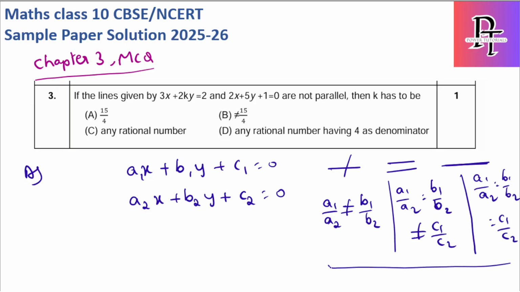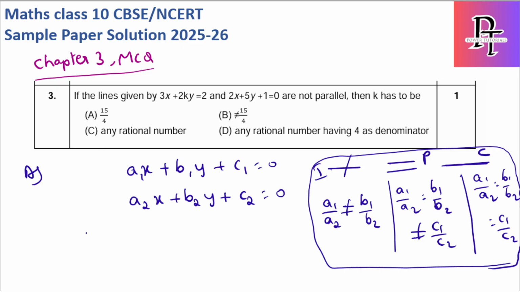So these three conditions you have to remember for parallel, intersecting and coincident lines. Repeating again, for intersecting, a1 by a2 should not be equal to b1 by b2. For parallel, a1 by a2 should be equal to b1 by b2 but not equal to c1 by c2. For coincident, a1 by a2 should be equal to b1 by b2 should be equal to c1 by c2. For this question, they are asking not parallel. Not parallel means we should check the intersecting condition, because coincident lines can also be called parallel lines, as they lie on the same line.